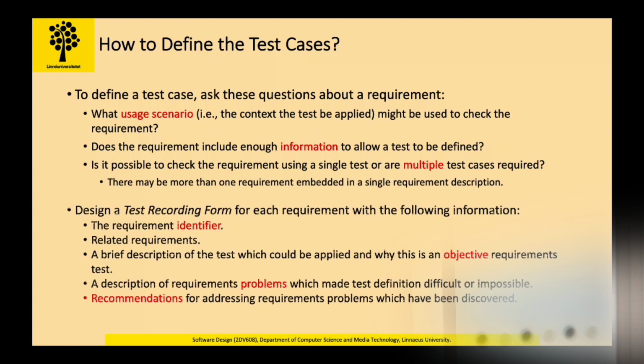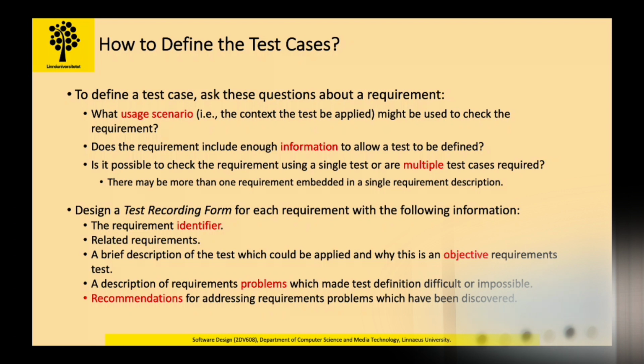Then you also need to define a form for each requirement or for each test case. Basically, this is also a part of the requirements document that should be either at the end of all the requirements that you defined, or as a new chapter or section. And for each requirement, you define a test case, and for each test case you should have this test recording form in which you include the requirement identifier.